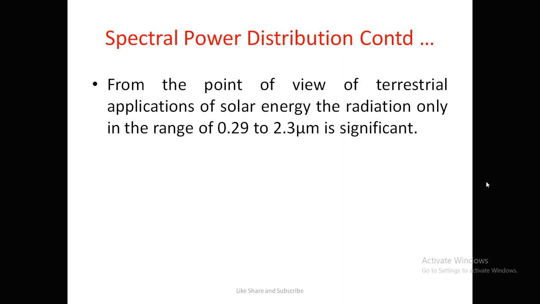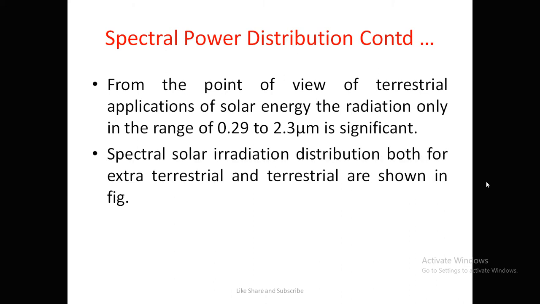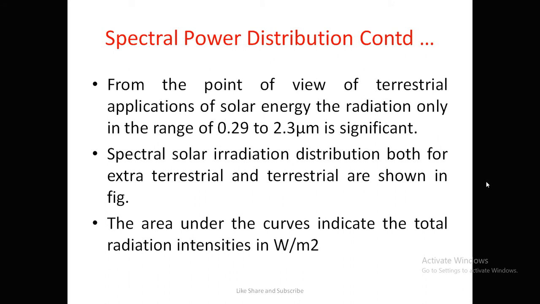From the point of view of terrestrial applications of solar energy, the radiation only in the range of 0.29 to 2.3 micrometer is significant. All other things are not that important as far as solar energy applications are concerned. Of course, that range is abundant in the sun's rays towards Earth. So the spectral solar irradiation distribution, both for extraterrestrial and terrestrial, is shown in the figure. The area under the curve indicates the total radiation intensity in watt per meter square.